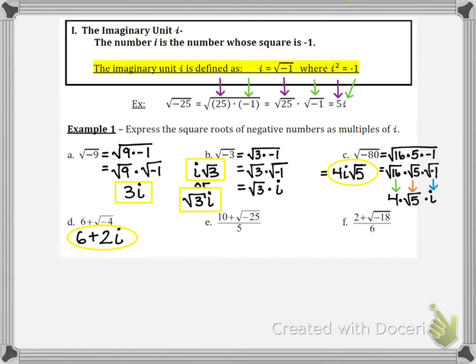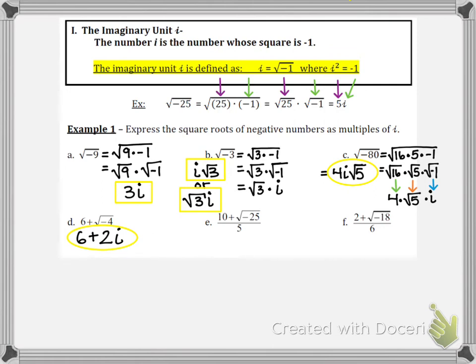And I do not combine those because the number 6 is a real number and 2i is an imaginary number. So please don't add those together and call that 8i. I'm not even going to write it down because I don't want you to see it. But you're not going to add 6 plus 2. It's just like combining like terms. 6 is a real number, 2i is an imaginary number, and they are not alike.